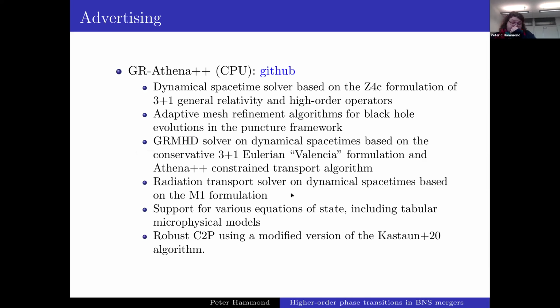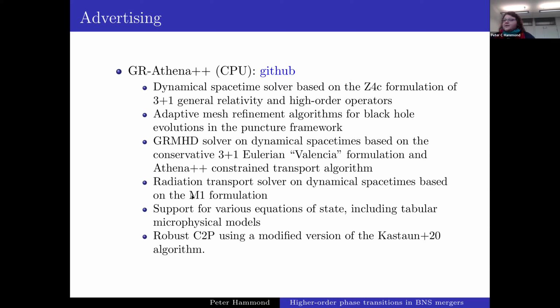So just very quickly to do some advertising. As I said, these simulations were all performed with GR Athena++. We have dynamical spacetimes based on the Z4C formulation. We have this octree-based AMR, standard GRMHD, using Athena constrained transport for the magnetic fields, which I don't have in these simulations, but this is a very powerful tool.